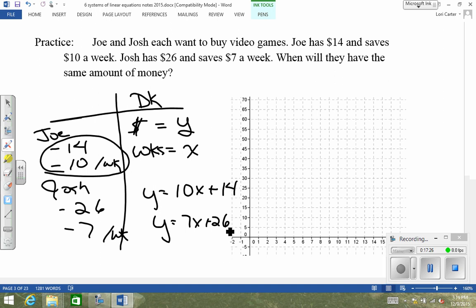With a smile. Okay, so we start at 14. Go up 10 over 1. Draw your line. Since we're estimating, are these going to be pretty? No. 26, up 7 over 1.